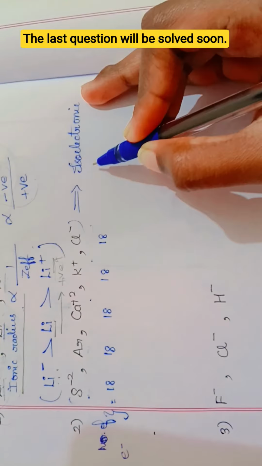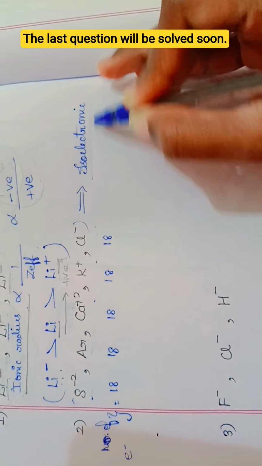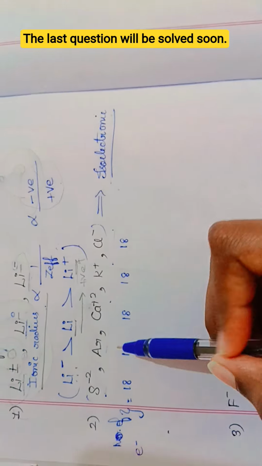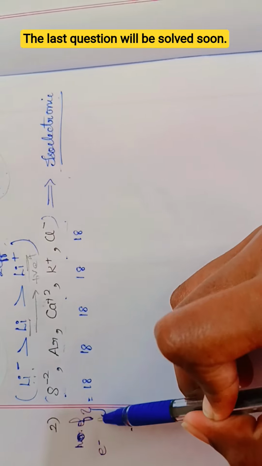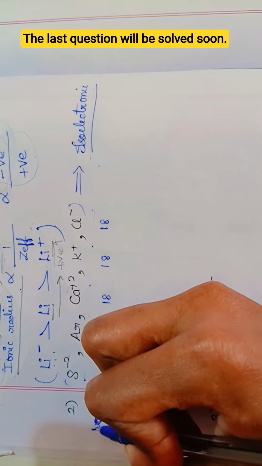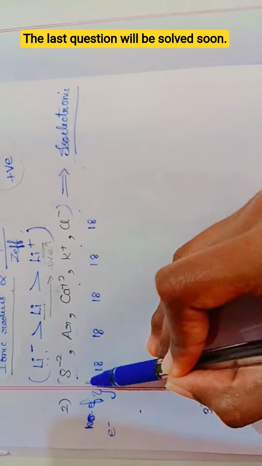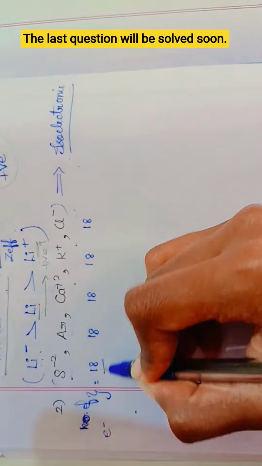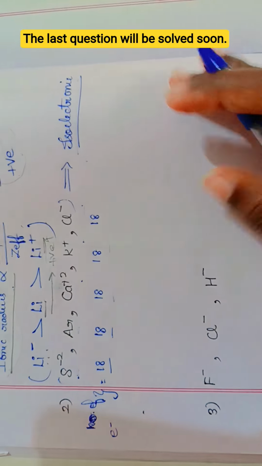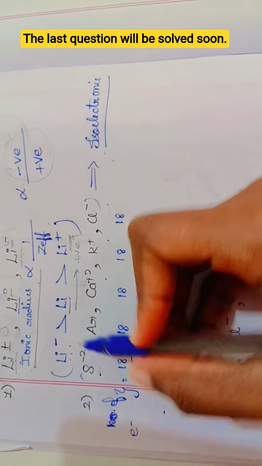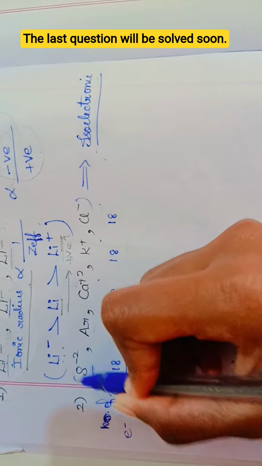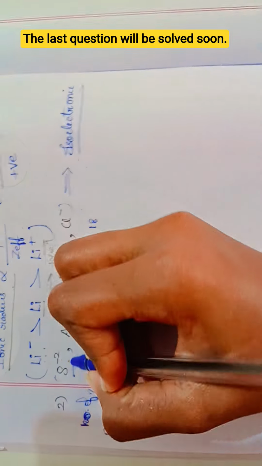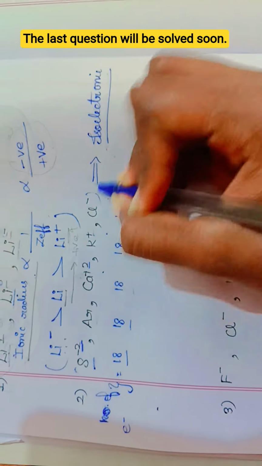But if you observe carefully, they are isoelectronic species. What are isoelectronic species? Isoelectronic species are those where the number of electrons is equal. If you compare the number of electrons in these species, you can see that the number of electrons is the same, that is 18 electrons. So now we don't need to bother about the type of element or type of species we have. We can directly compare the charges.